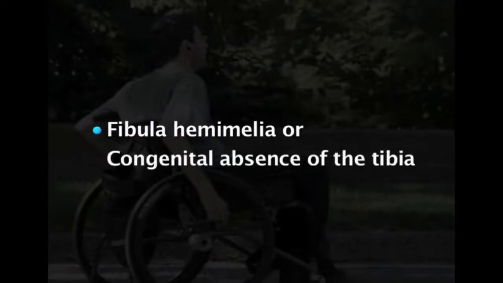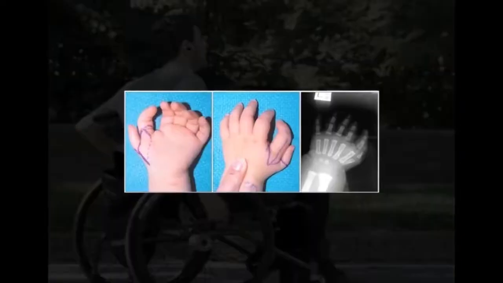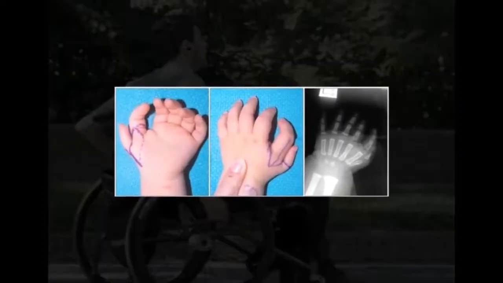Unlike malformations, deformations change the formed structures because of external forces, and they can occur any time during fetal development. Now let us see what the most common congenital limb defects are. They are complete or partial absence of the limb, such as fibular hemimelia or congenital absence of the tibia. The failure of a portion of the limb to separate, commonly seen in fingers or toes. Duplication, sometimes we see an extra finger or two.